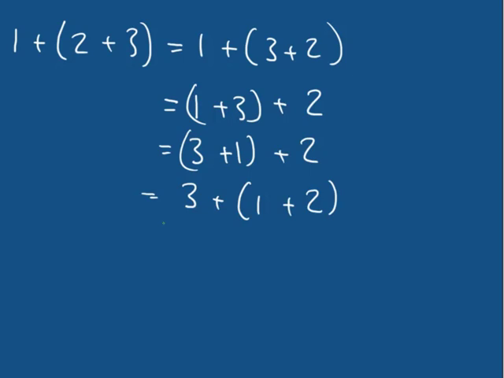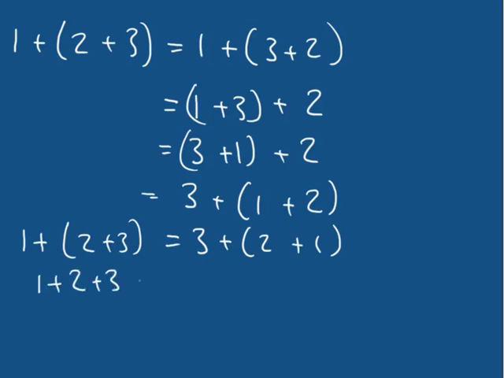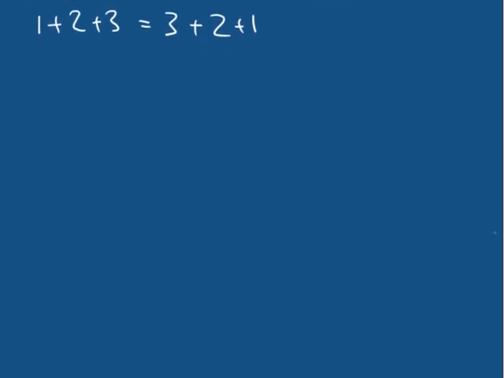Finally, using the commutative law again, we know we can switch these around. So notice what we've done. We have said that 1 plus 2 plus 3 is equal to 3 plus 2 plus 1. We can get rid of the parentheses because we know from our order of operations that these are going to work out exactly the same. We're just adding numbers together. So 1 plus 2 plus 3 is equal to 3 plus 2 plus 1.